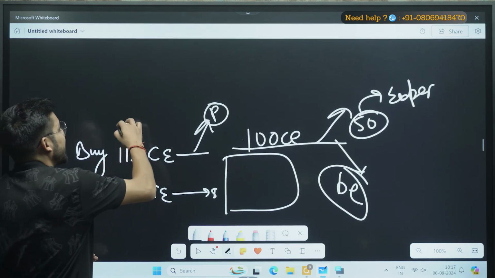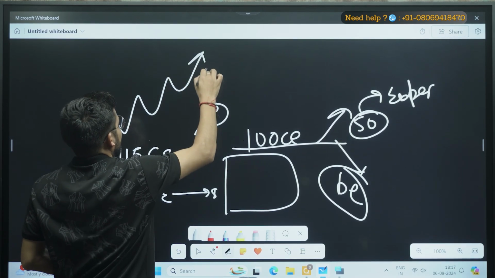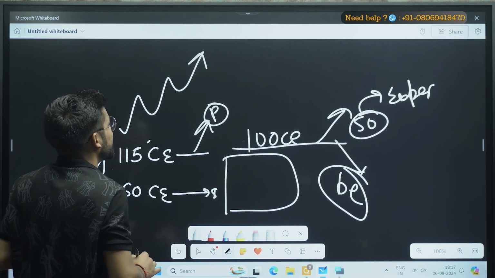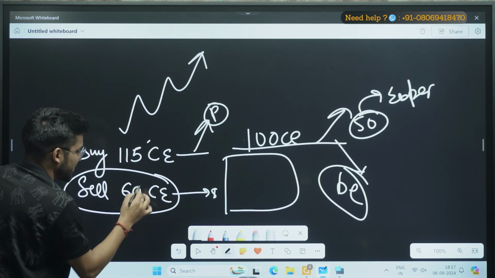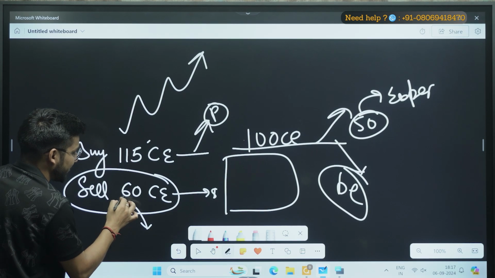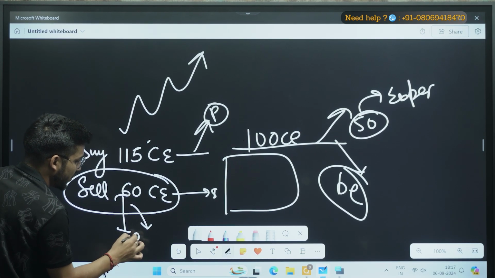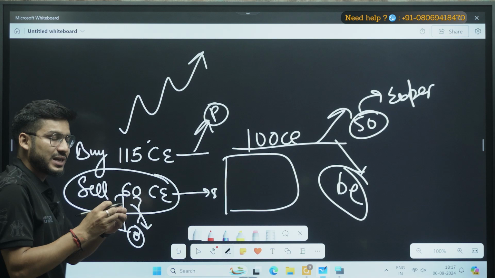Now if my market goes in the higher direction, I'll get a profit. And obviously if I'm selling this, this will go down. But still, if it goes from 60 to 0, I'll face a loss.